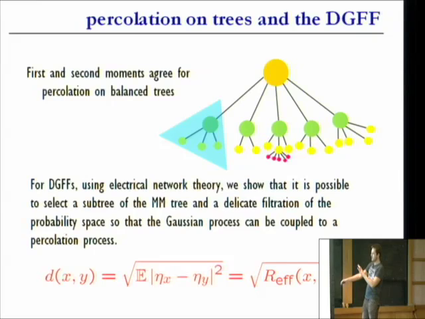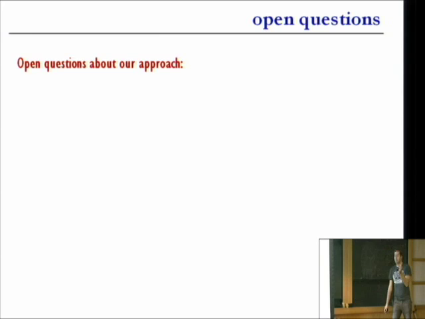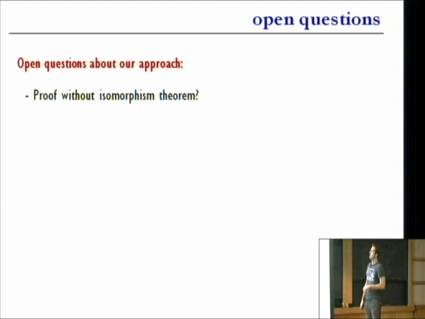OK, so with that, I'm just going to state some open questions. First of all, there are some open questions about just this proof in general. For instance, this isomorphism theorem is this opaque hammer, and it would be nice to get rid of it. How opaque is it? The proof of the theorem is only a page and a half. So it's not opaque in that sense. It's all completely constructive.